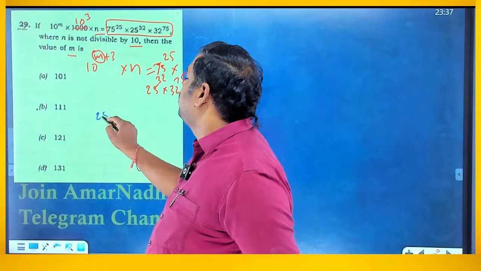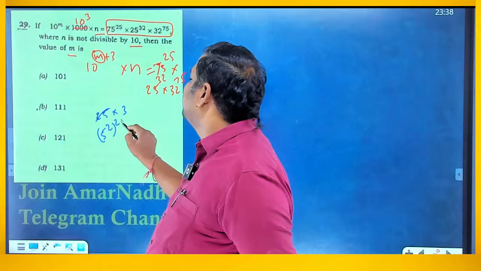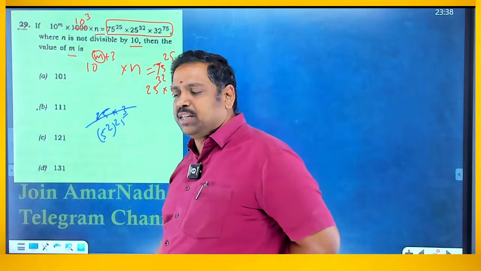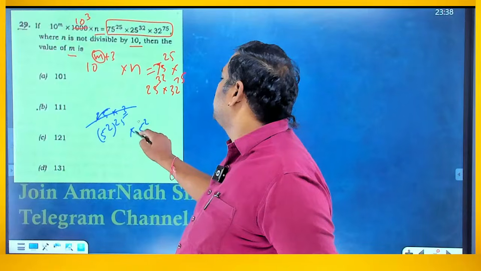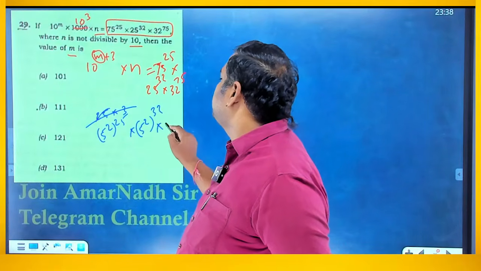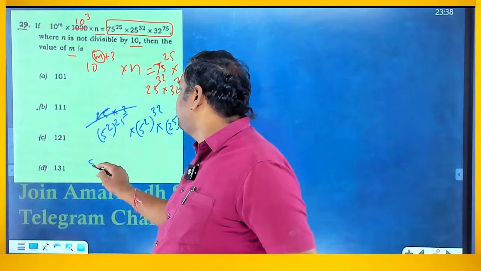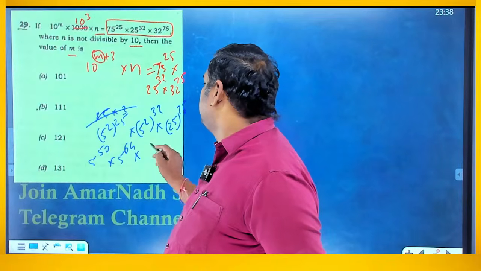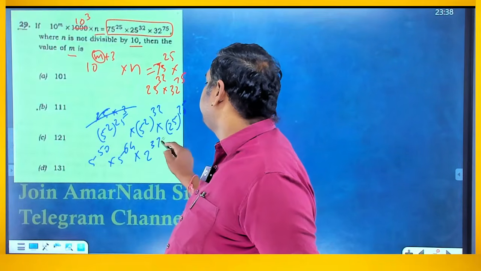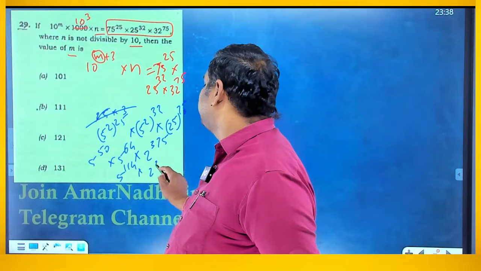75 means 25 into 3, right? Where 25 means 5 square, right? Power is 25. 3 is useless because 5s and 2s are responsible, right? Next one, 25 if you take 5 square, power 32. 32 means 2 power 5, power is 75. Now, 5 power 50 into 5 power 64 into 2 power 375. Okay, overall you will get 5 power 114 into 2 power 375.